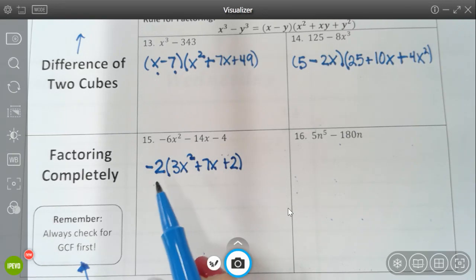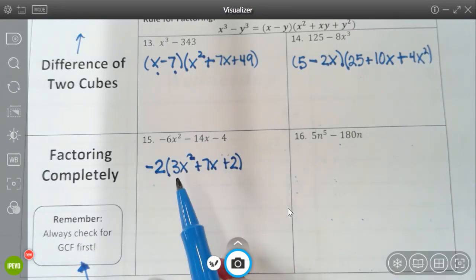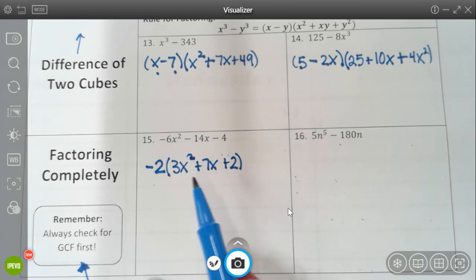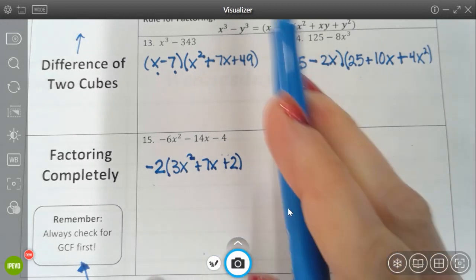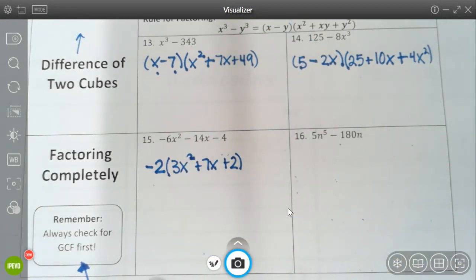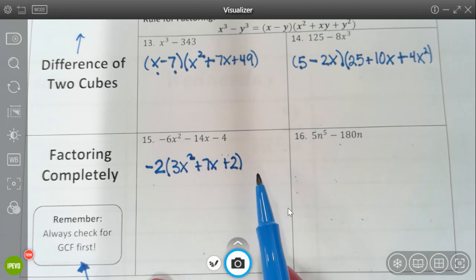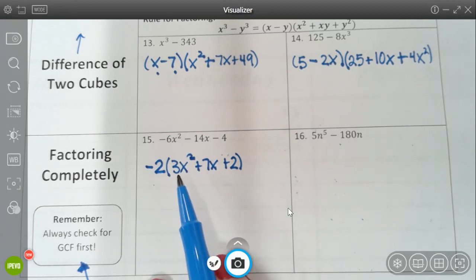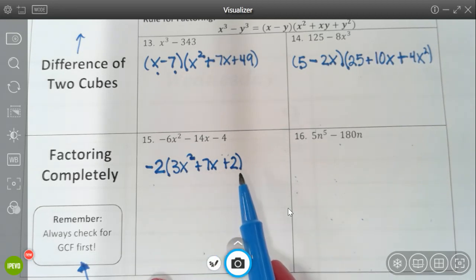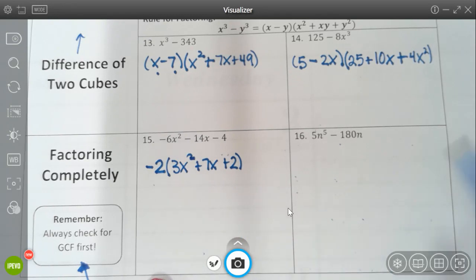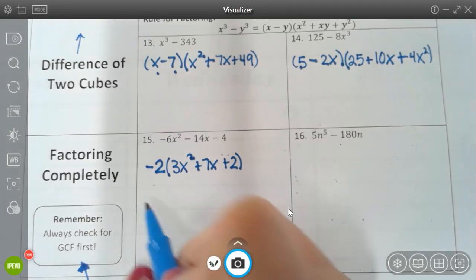Once you factor out your GCF, you should always be looking at your remaining polynomial and seeing if it can factor more. In every example I've done before, they've always been prime, and there was nowhere else we could go with these problems. But you should always check to make sure that these can't be factored more. So I want to look at this trinomial and see if I can factor it as 2 binomial parts using my techniques that we looked at on the front side.